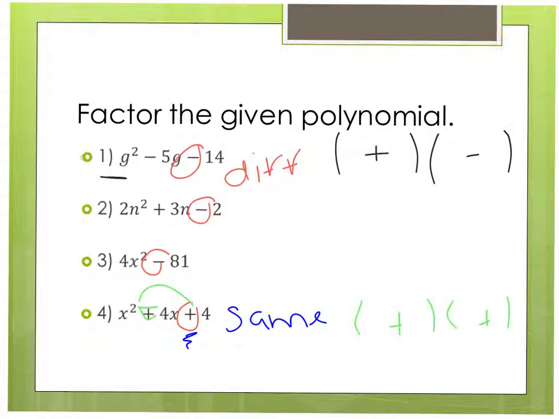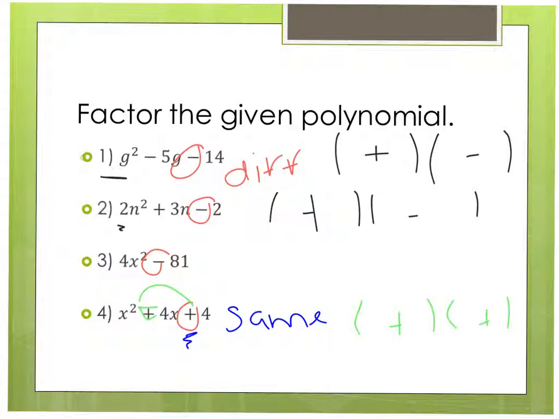Now the rule is a little bit different when you have a value here which is greater than 1. Since in number 2 my leading coefficient happens to be a 2, I don't know in the end where my negative and positive values are going to be until I start plugging things in. So I'm going to have to wait until the end, but I can definitely tell you that one will be positive and one will be negative.